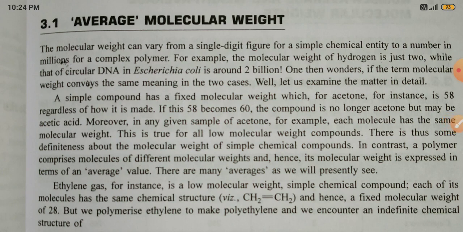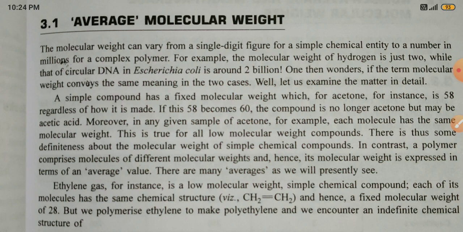While that of circular DNA, deoxyribonucleic acid, of Escherichia coli is around 2 billion. If the term molecular weight conveys the same meaning in the two cases, well, let us examine the matter in detail. The whole point is regarding the average molecular weight.